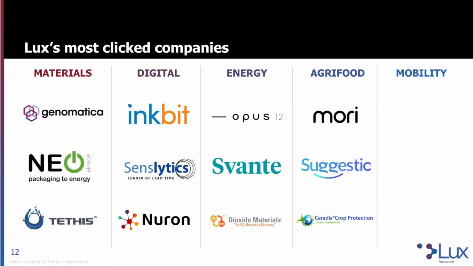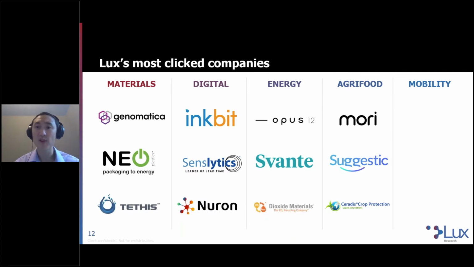In the agri-food space, not surprisingly, I think there's interest across the value chain. Everything from shelf life extension with Mori, personalized nutrition or personalized AI platform with Suggestic, all the way back to crop protection early in the value chain. So again, impacts and interest in innovations across that agri-food supply chain.